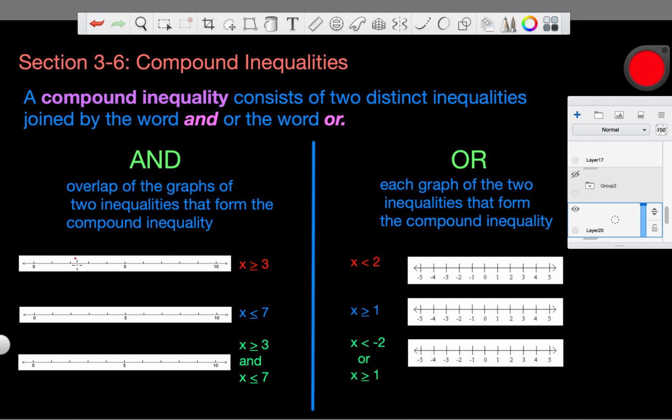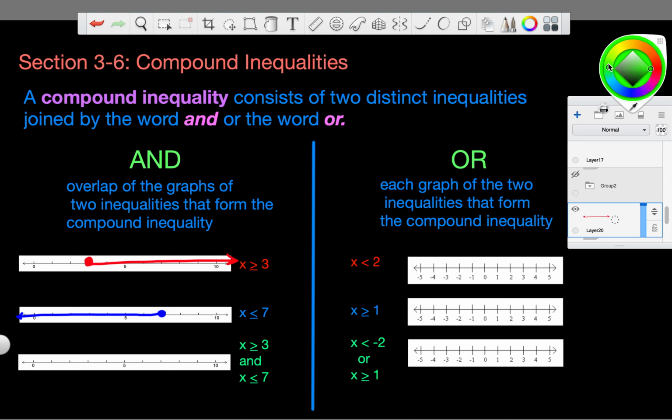So we have 1, 2, 3. Greater than or equal to 3 means that we have a closed circle, and then we are greater than or equal to 3. So everything to the right. Now let's take a look at x is less than or equal to 7. So less than or equal to 7, we have a closed circle at 7 and everything to the left, okay?